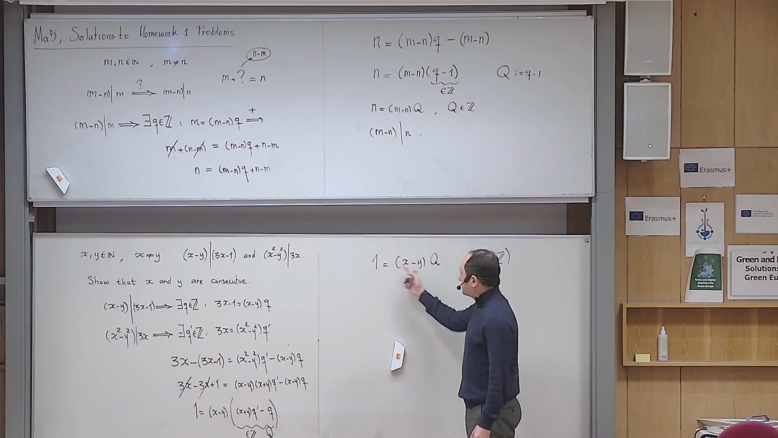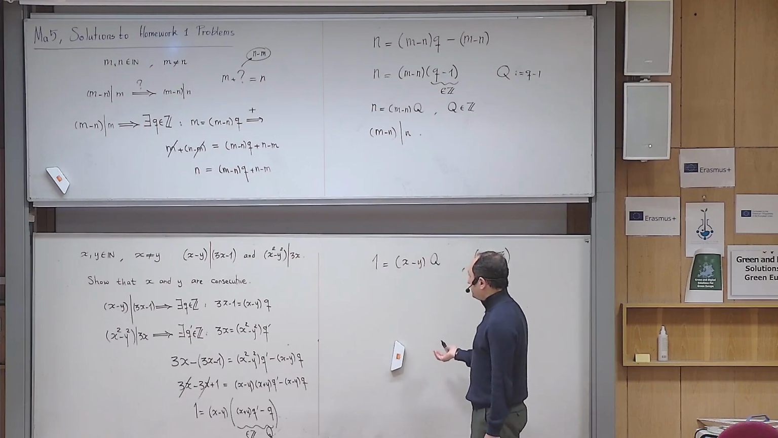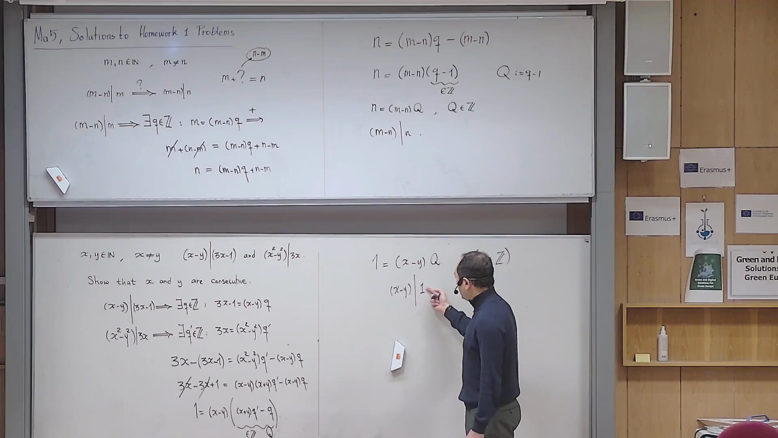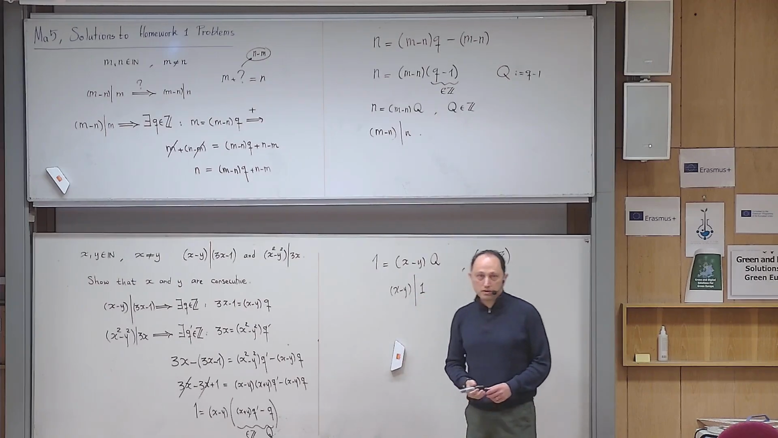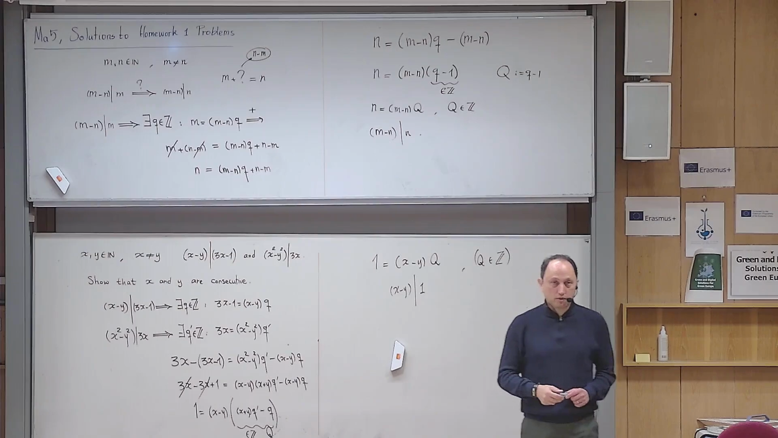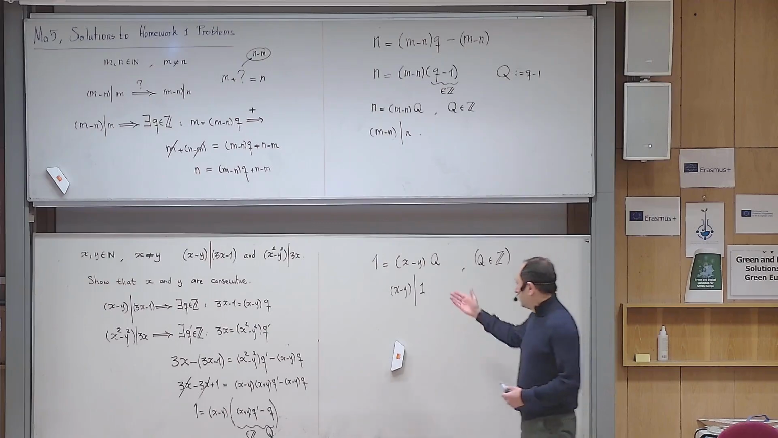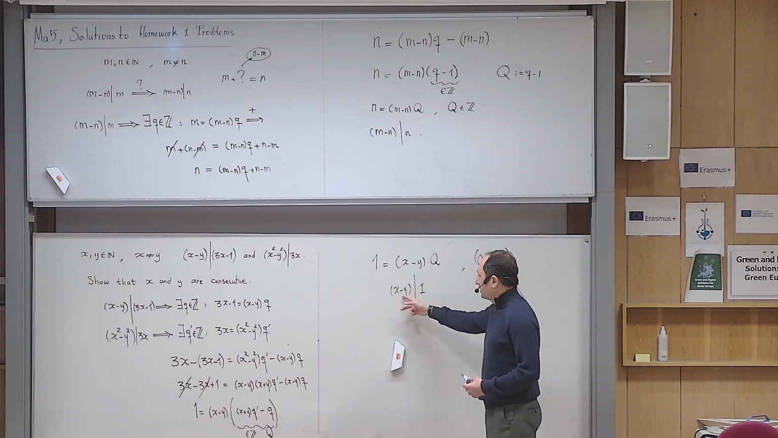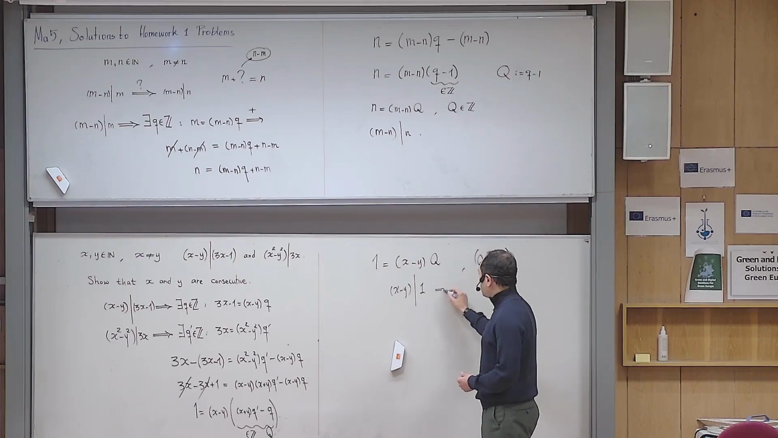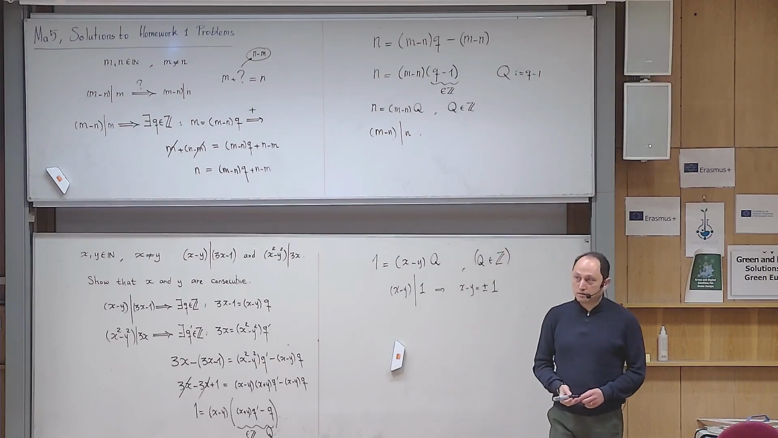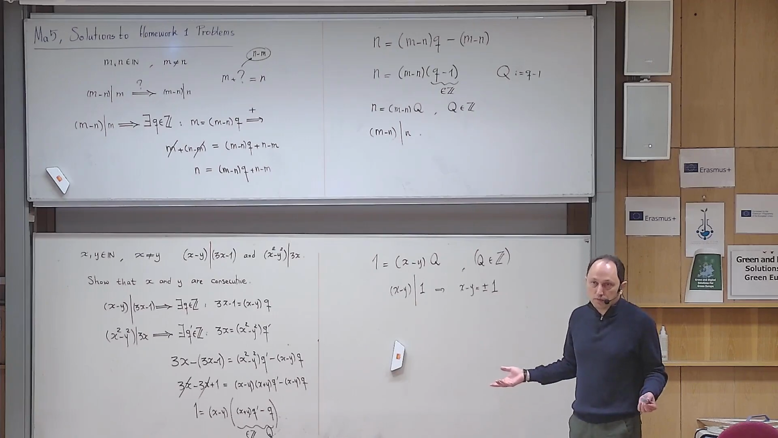So can you translate this into the divisibility symbol? Yes. x minus y should divide 1. Or 1 should be divisible by x minus y. But 1 is only divisible by two numbers. 1 is supposed to be divisible by this. So this means that what? x minus y is plus or minus 1. Is that right? That's the only option I have.